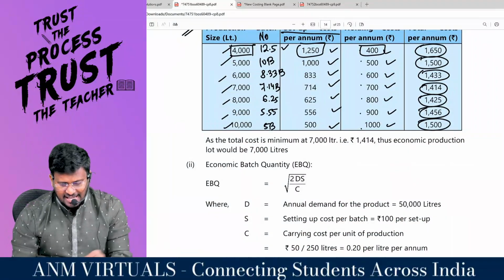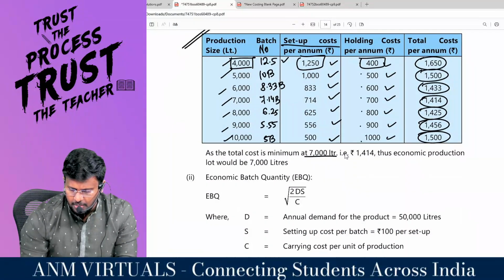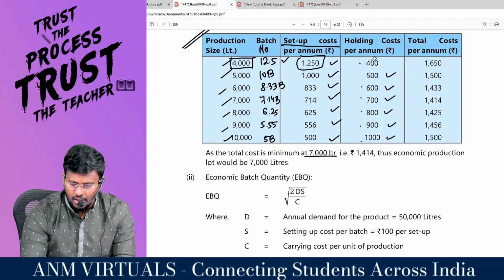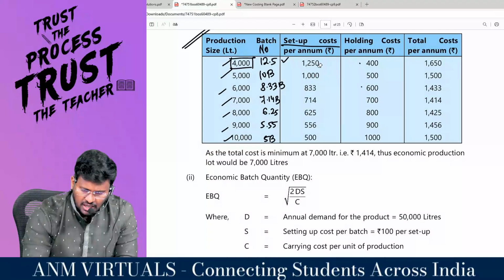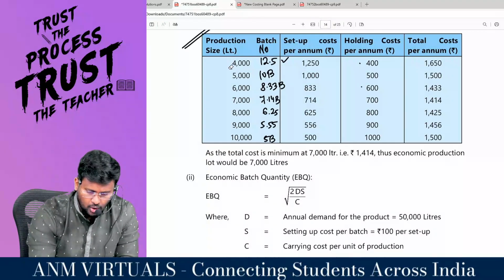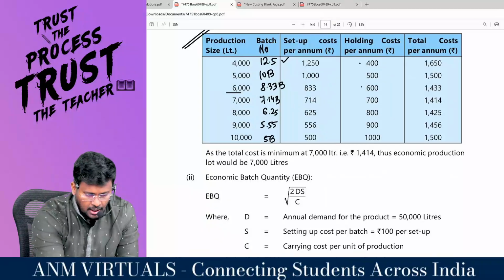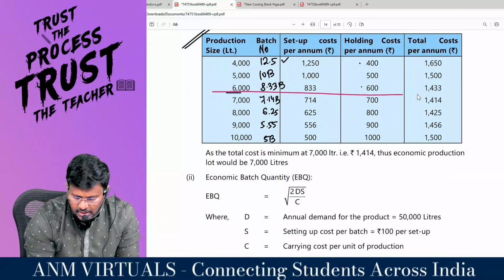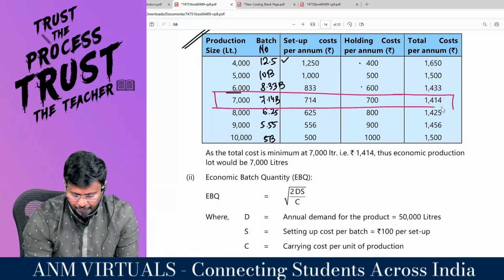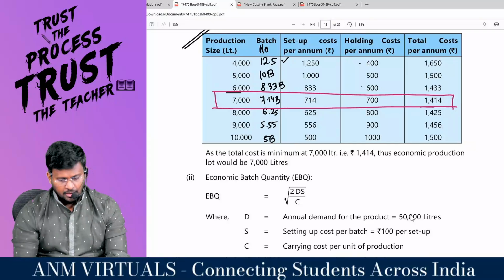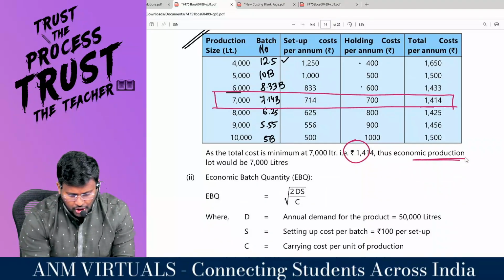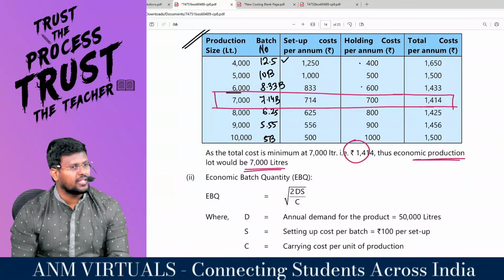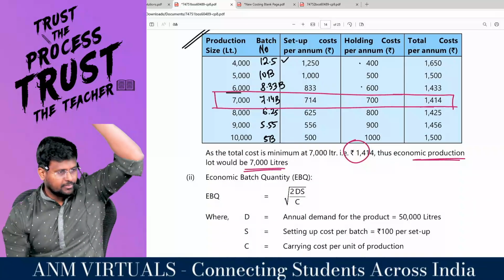That means the total cost is minimum at 7000 liters. Look here. Out of all the costs, at which category is your total cost minimum? 7000 liters. Because at 7000 liters, my total cost is 1414. Thus the economic production lot would be 7000 liters as per the lottery method.